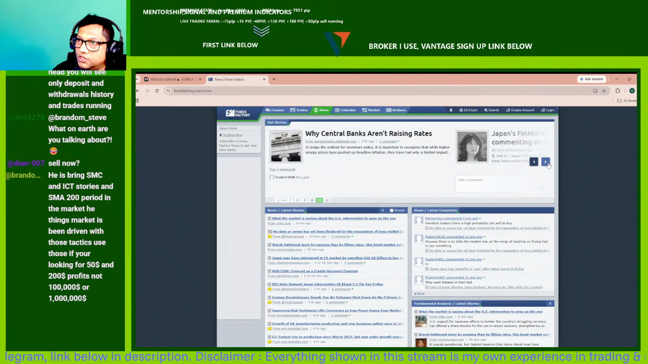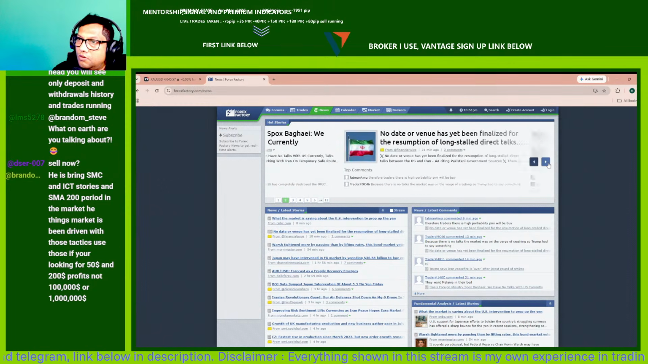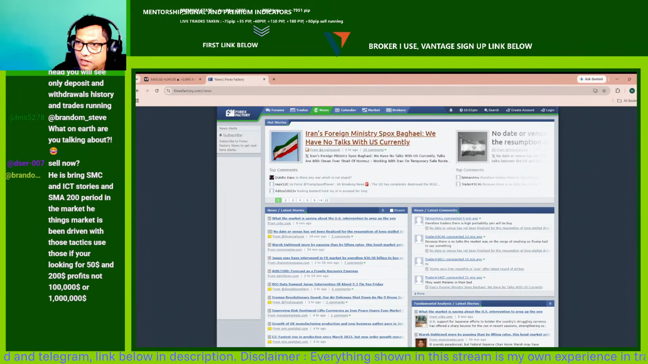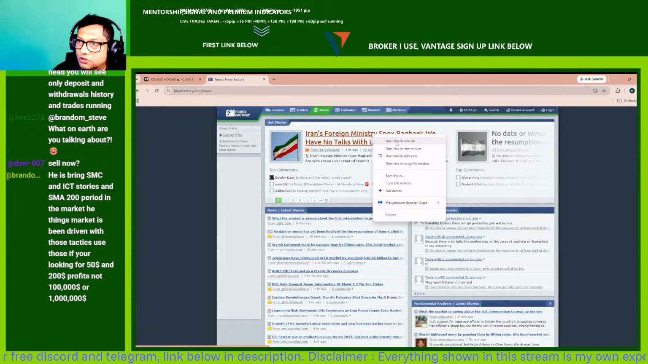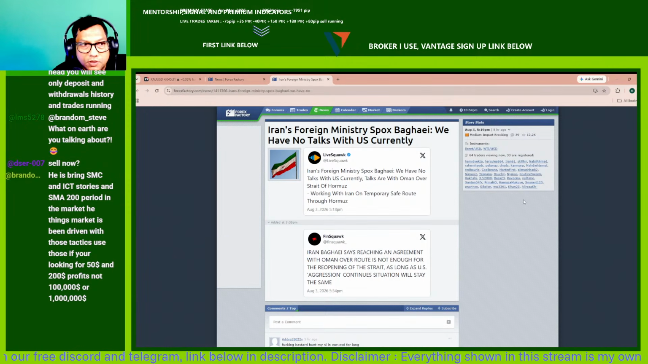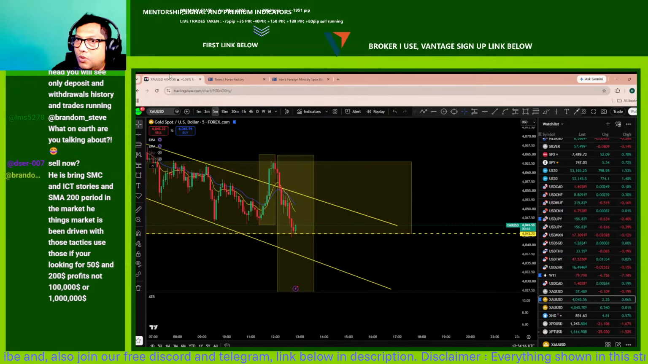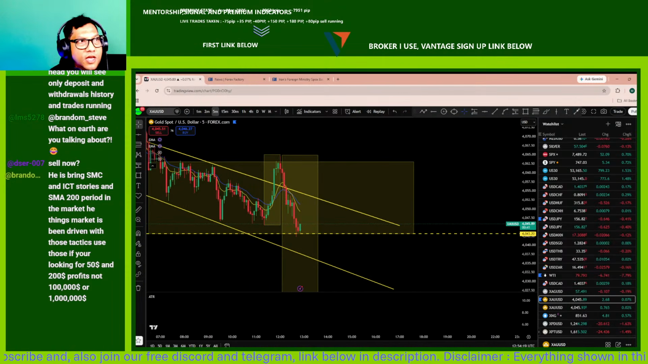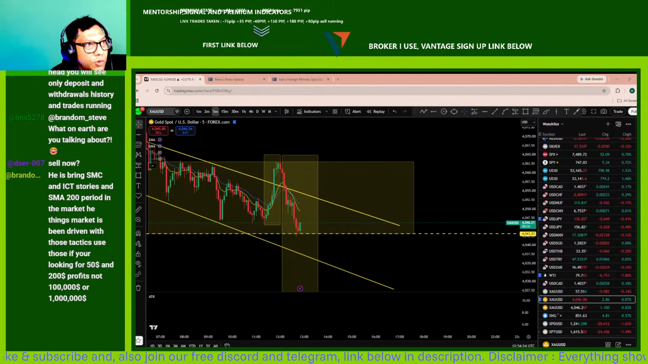Why central banks aren't raising rates. Okay, what we can see here in this area, I think this one is the most important, because you're hearing that there is a talk, but it says that there isn't any scheduled talk, so there is an inconsistency or disagreement. But at the moment, what I would say is that we'll be looking at the overall picture. I'm also looking at other areas to see what is.